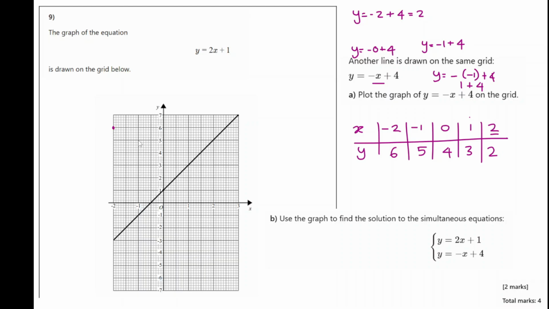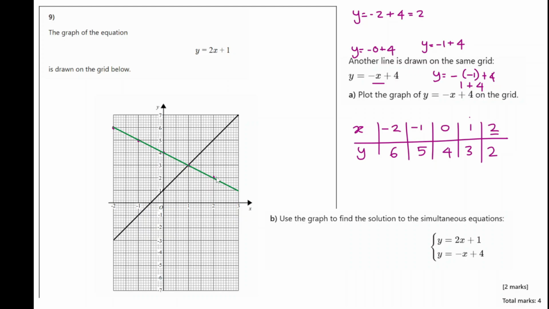0, 4 is here. I can see where this is going. Let's get the last one. 2, 2 is here. I can get the other one as well. 1, 3. Here are the points. Now let's join the points. Now, you get a nice straight line when you join the points.